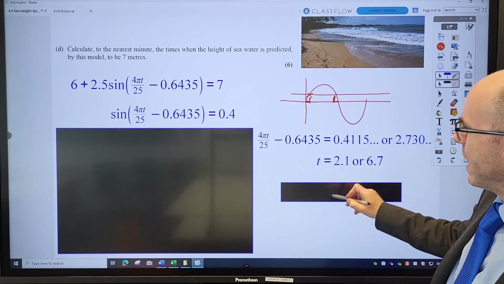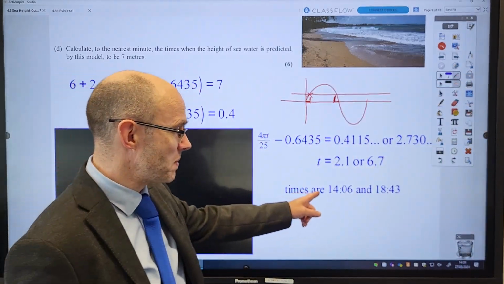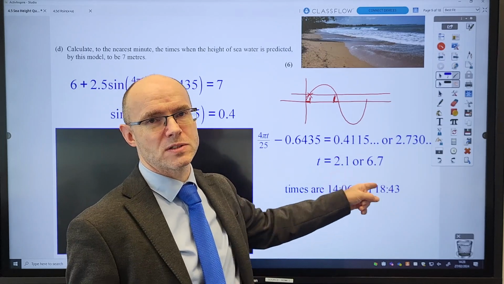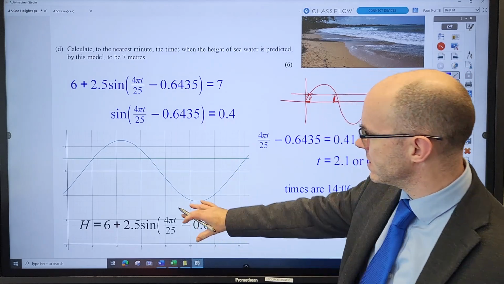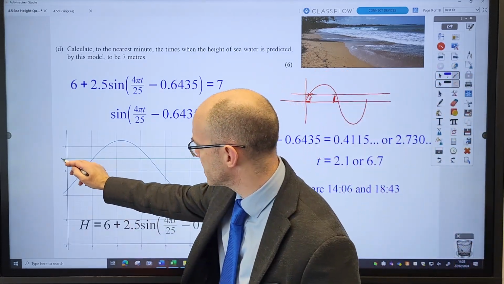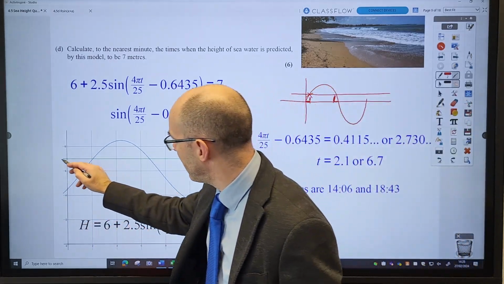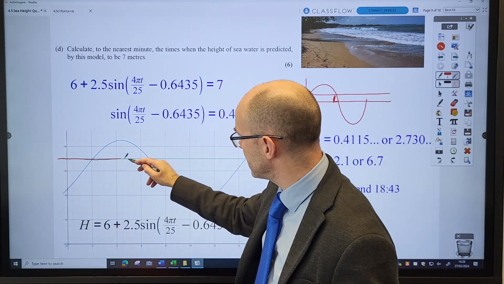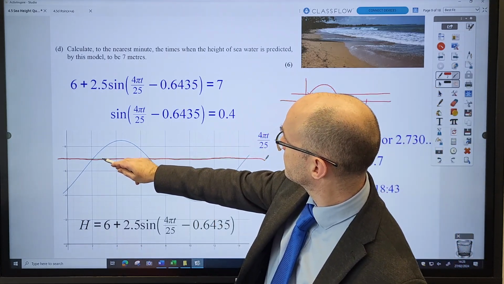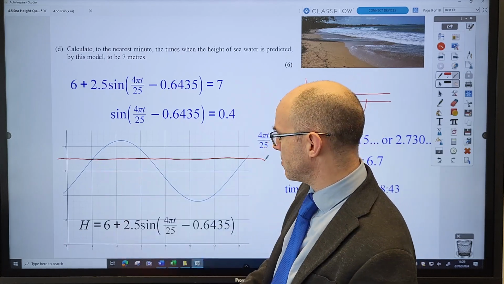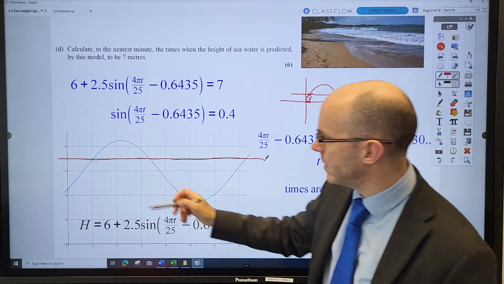So you just got to convert that into hours after midday, which is going to be 14:06, given it's 24-hour clock time, 2:06 p.m., or 18:43, 6:43 p.m. Lastly, in terms of the graph, what does that look like? Here it is yet again. The only thing I've done is put in this line here. Hopefully you can see it. That is the height of 7, and you're after when the sea height is going to be 7 exactly. So between those two times of 2:06 p.m. and 6:43 p.m., the height is above that.